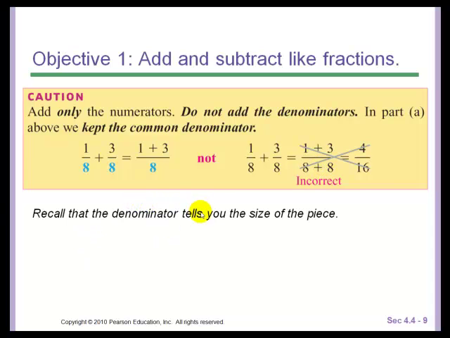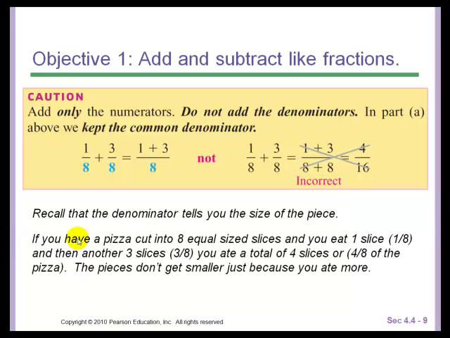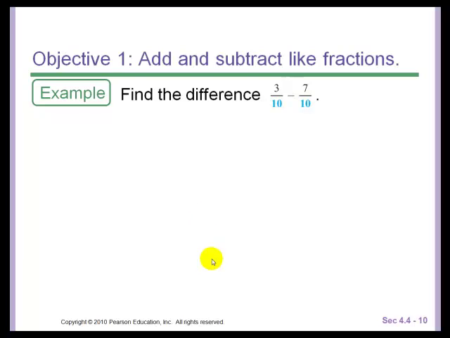Recall that the denominator tells you the size of the piece. If you have a pizza cut into 8 equal sized slices and you eat one slice, and then come back and have another 3 slices, you ate a total of 4 slices, or 4/8 of the pizza. Just because you added to your pizzas didn't mean the slices got smaller. So the denominator can't change because that would be changing the size of the piece. And because you are combining them doesn't mean they got smaller or they shrink. You're just adding on to what you already had. So the denominator does not change.